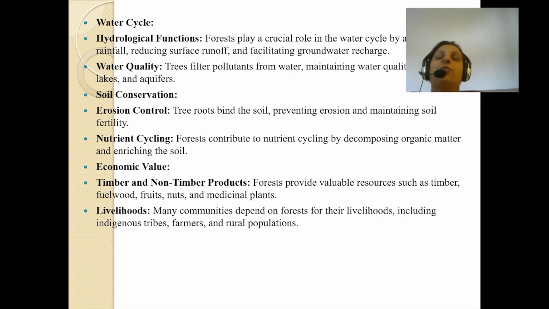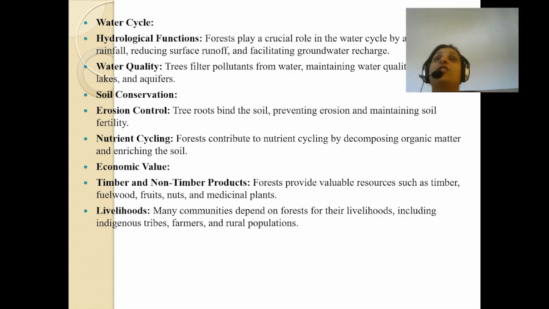Trees, which are nature's biggest gift to us, filter pollutants from water. The trees do various things for us. And trees maintain water quality in rivers, lakes, and aquifers. What do trees do? Trees not only filter pollutants from water, they also maintain the water quality of rivers, lakes, and aquifers.